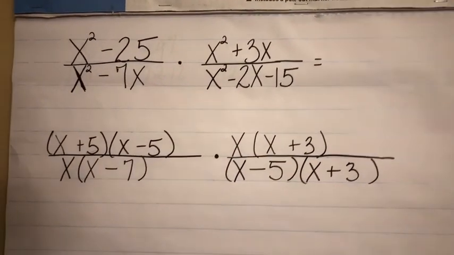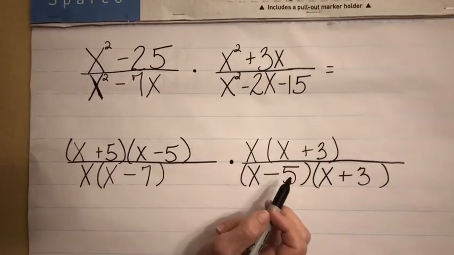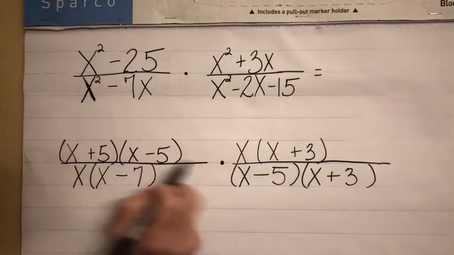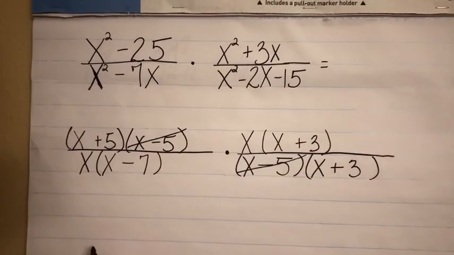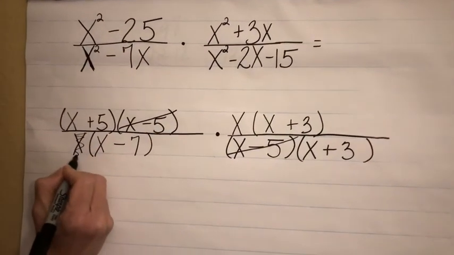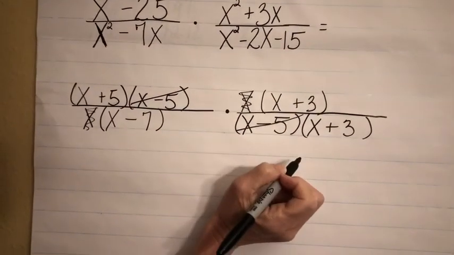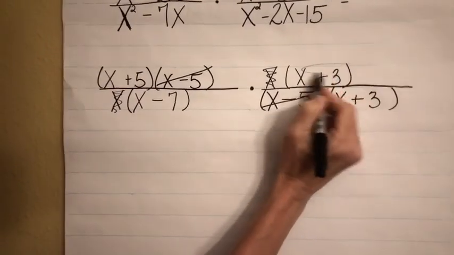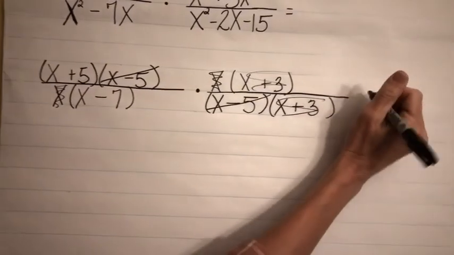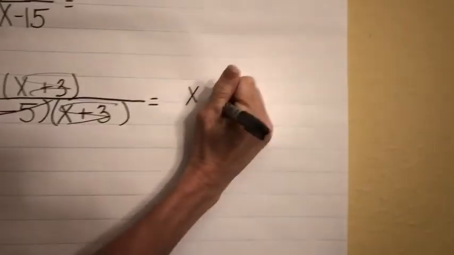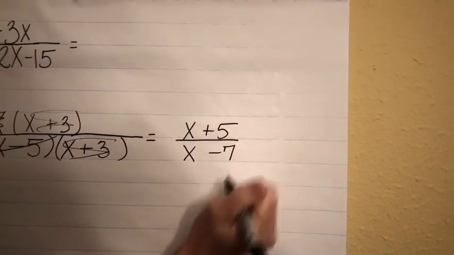So we're good. So now we begin to see all of this cross-canceling that I was showing you earlier. We have an x minus 5 here and an x minus 5 here. We can cancel those out. We have an x here and an x there. Those cancel out. And here we have x plus 3 over x plus 3, which is essentially 1. So those cancel out as well. So now we're just left with x plus 5 over x minus 7. And that's our answer.